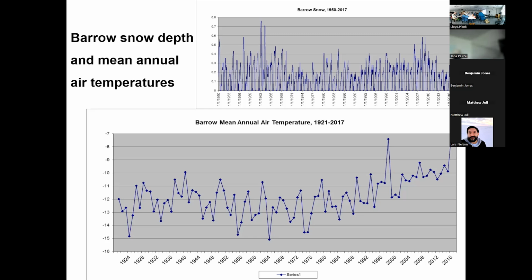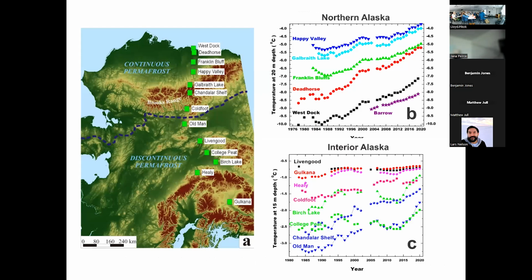So mostly the permafrost temperature follows air temperature. I will show it in the next slide, actually, in a future slide, which shows very clearly that so far permafrost temperature is following the air temperature very closely.